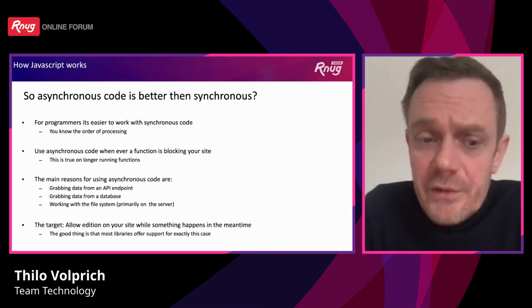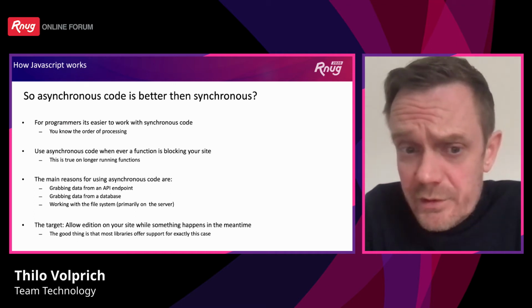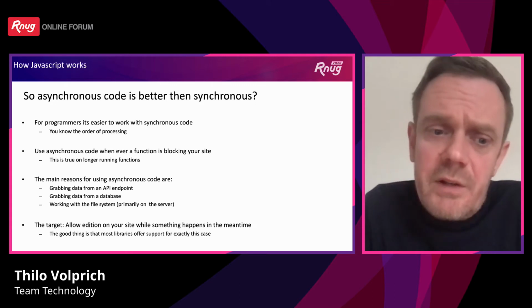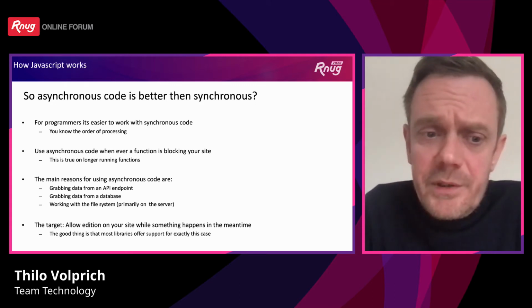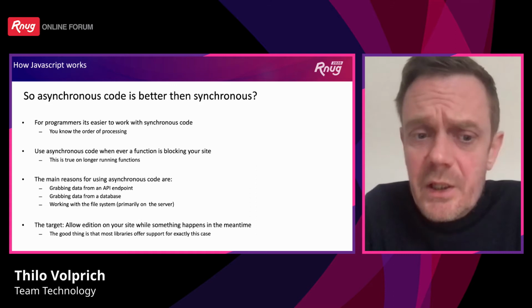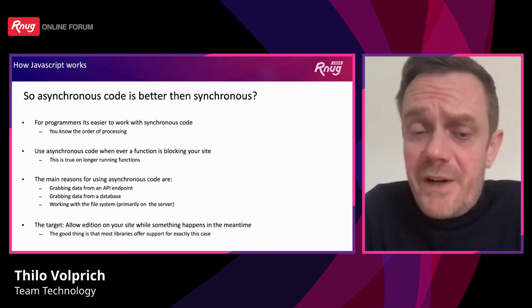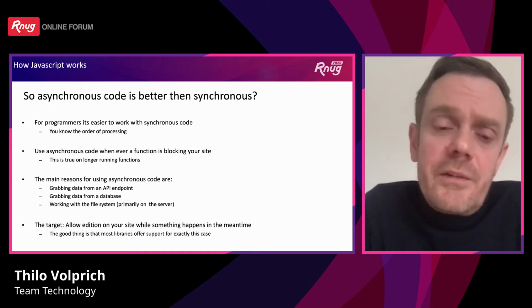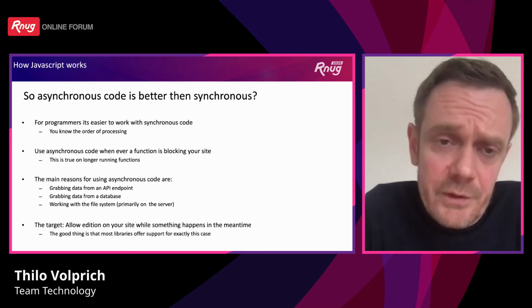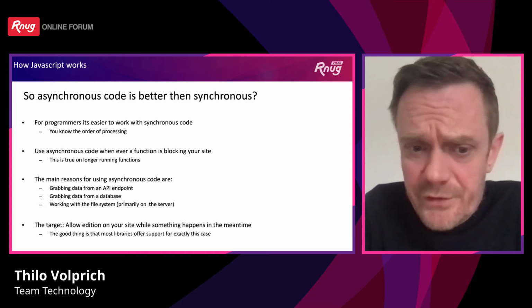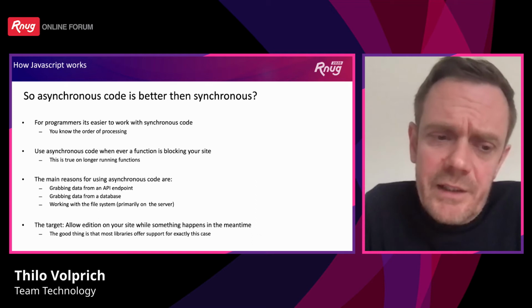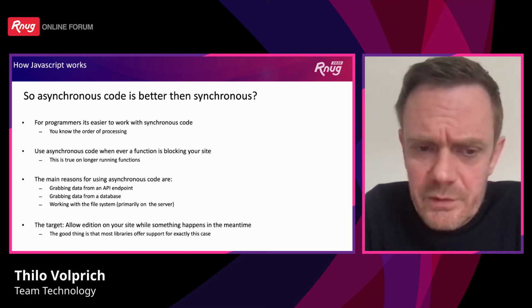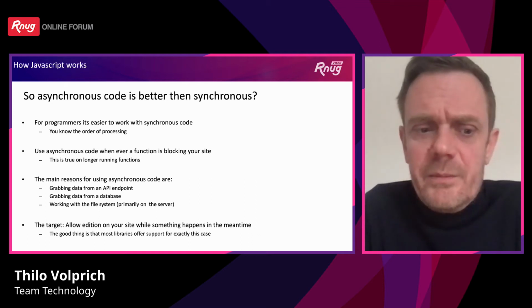So the main reasons for using asynchronous code, just some examples here: grabbing data from an API endpoint, grabbing data from a database, and especially working with the file system. This is primarily on the server if you work with Node.js, for example. On the client side, it's not that easy to work directly with the file system.